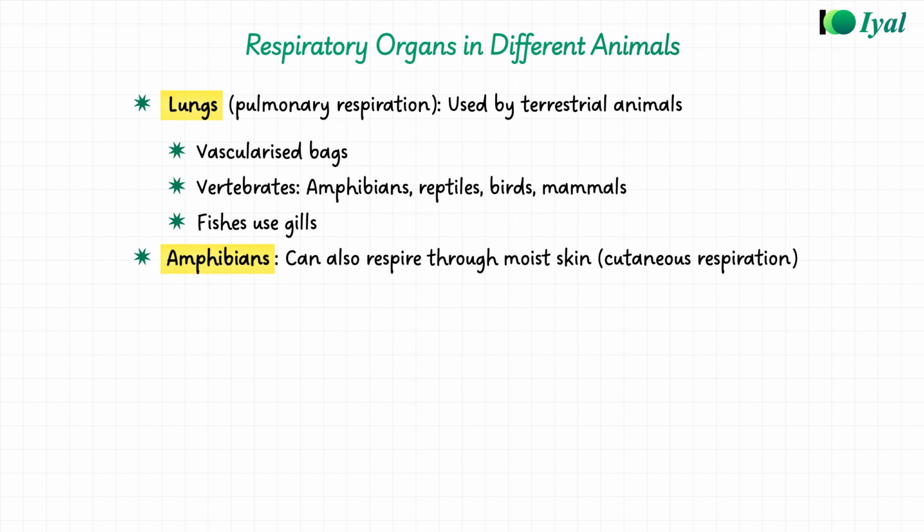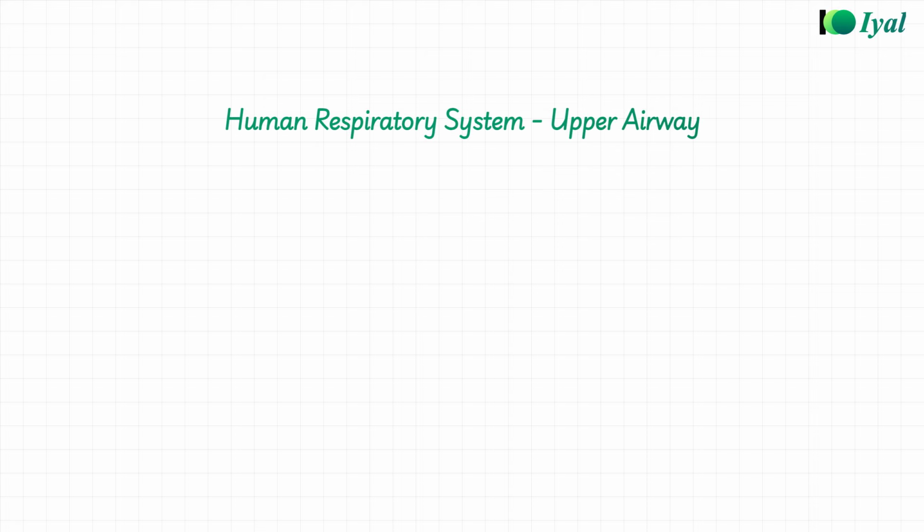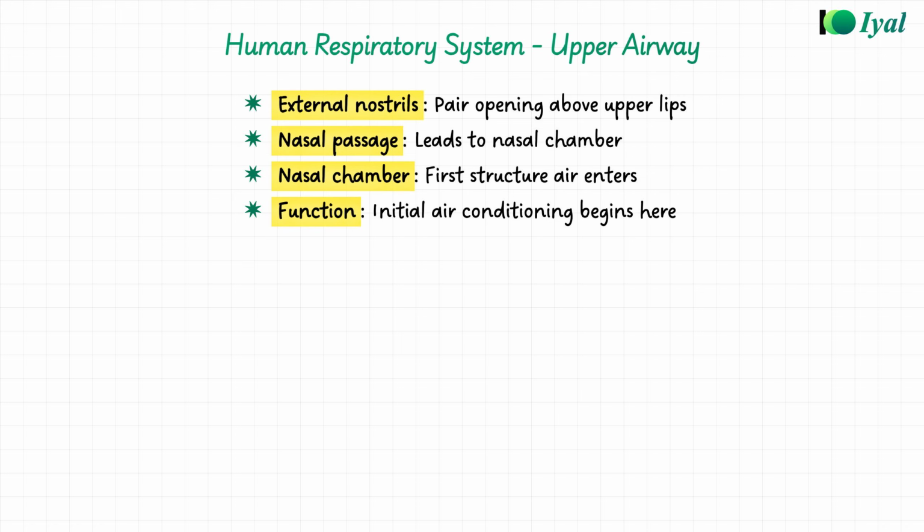Now, when we come to land animals, especially the more complex vertebrates, they use lungs. Lungs are vascularized bags, meaning they have blood vessels supplying them. Amphibians like frogs, reptiles like snakes, birds, and mammals like us, we all use lungs. Of course, fishes use gills because they live in water. But here is something interesting. Amphibians like frogs can use two methods. They have lungs, but they can also breathe through their moist skin. We call this cutaneous respiration. Cutaneous means skin.